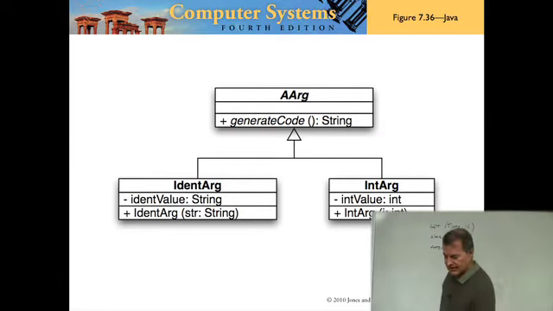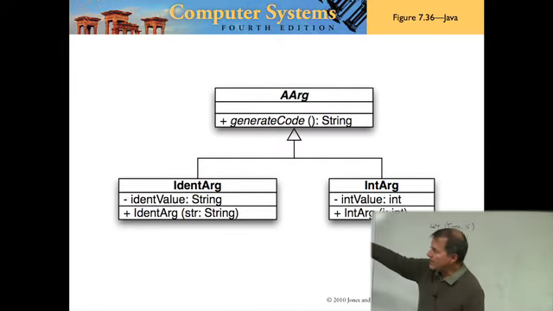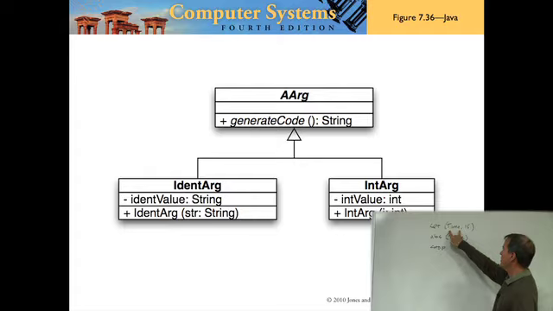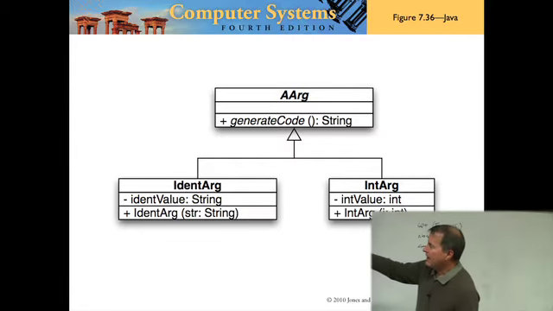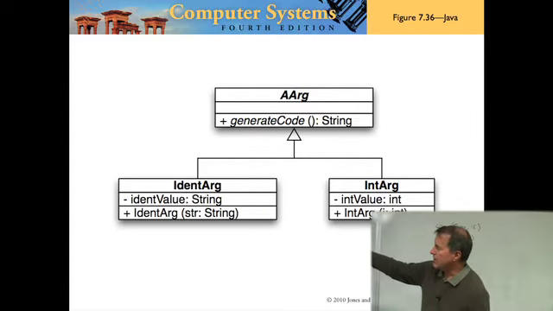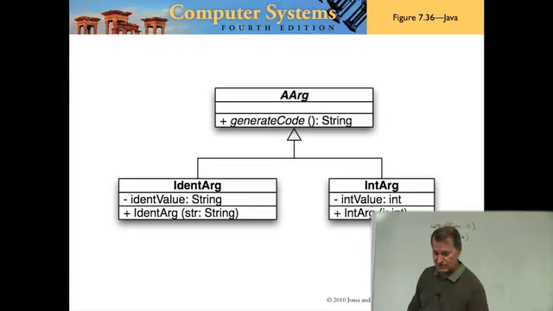So now, let's take a look at the attributes. The ident arg has a string value, and the int arg has an int value. Okay? So that's what they store. In this case, the string value would be the string "time", and here the int value would be the integer value 15. Right? And then they have these constructors that just set their attributes to whatever the caller gives them.